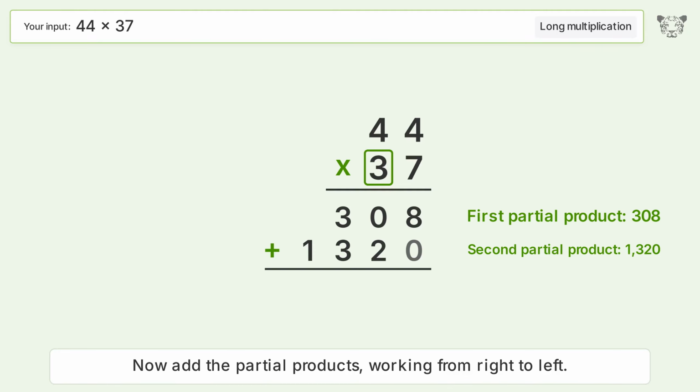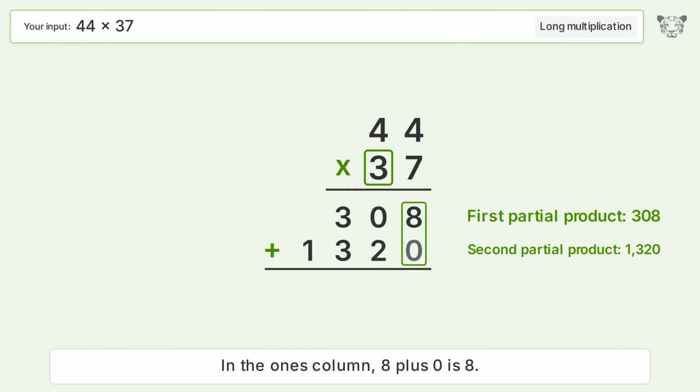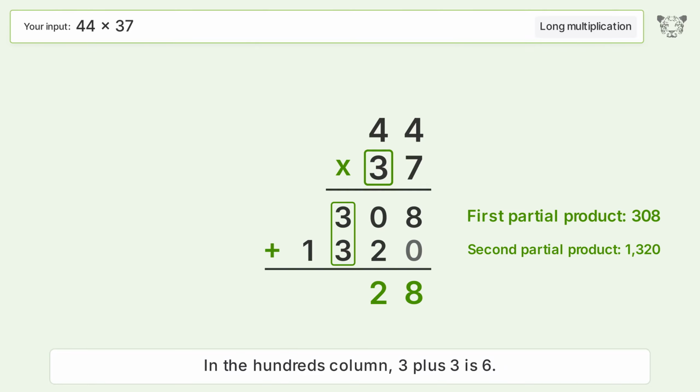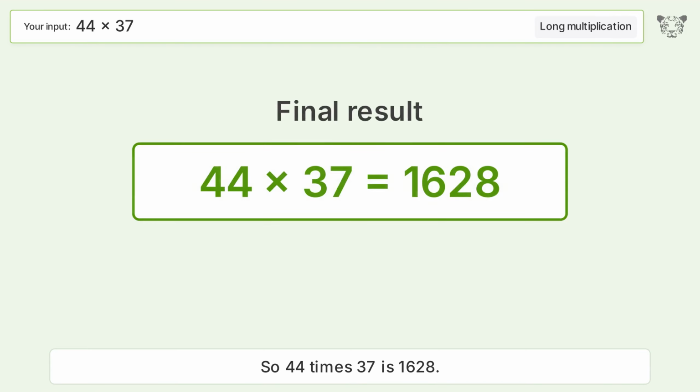Now add the partial products, working from right to left. In the ones column, 8 plus 0 is 8. In the tens column, 0 plus 2 is 2. In the hundreds column, 3 plus 3 is 6. In the thousands column, bring down 1. The whole product is 1628. So 44 times 37 is 1628.